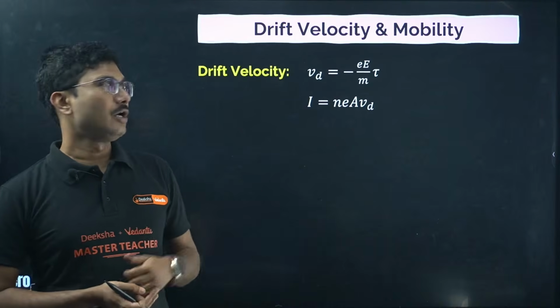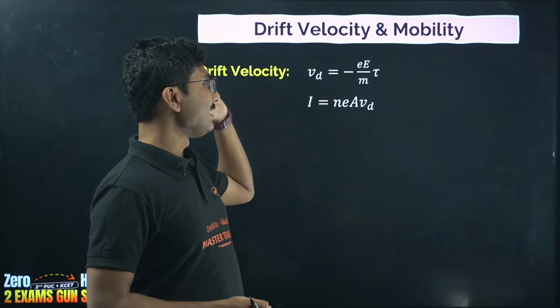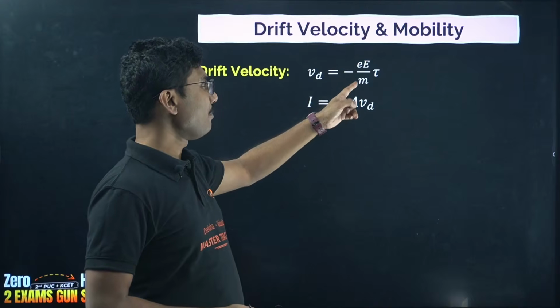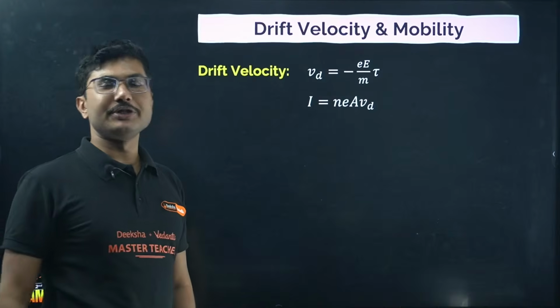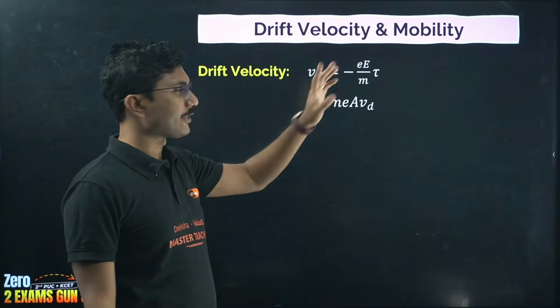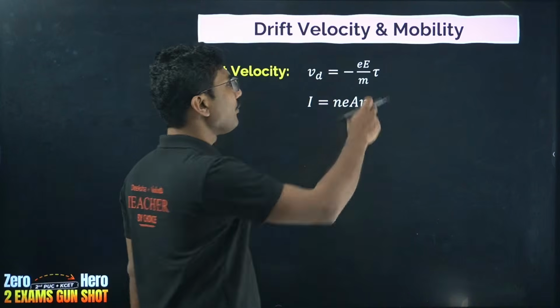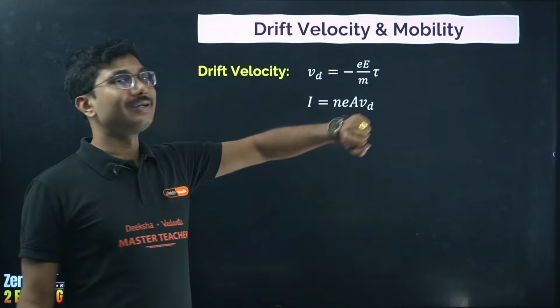It accounts for the internal resistance of the conductor as well as the electric field that is being applied. It is very important to know that the drift speed is given by minus eE by m into tau. The negative sign represents that the electron moves in the opposite direction of the electric field. Tau is called the relaxation time.